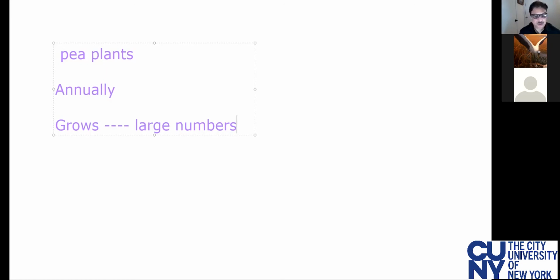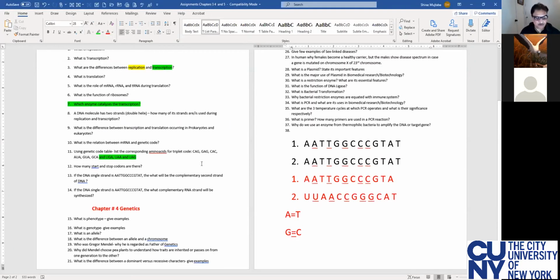That's why he chose the pea plant, because it could grow in large numbers. He could get a lot of data from them and come to a conclusion. So what is the difference between a dominant and a recessive character?